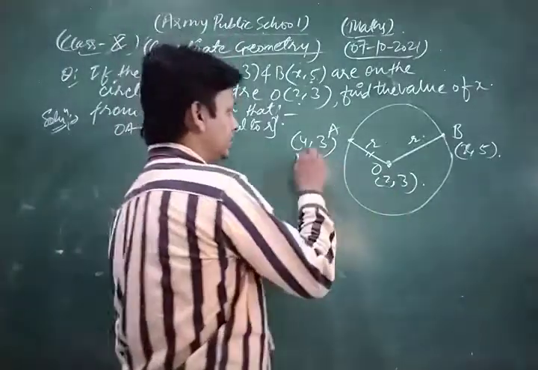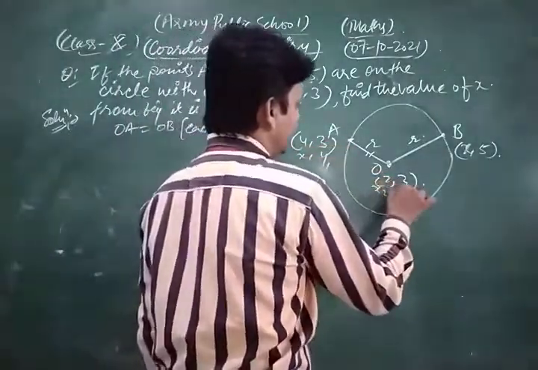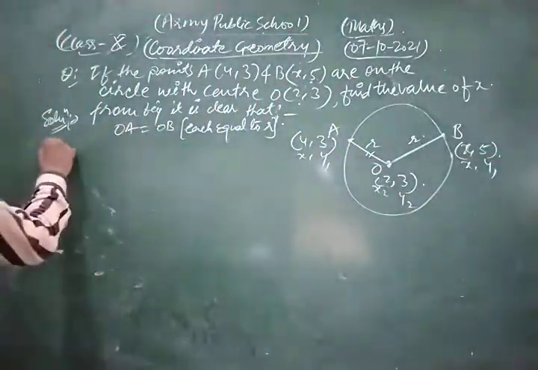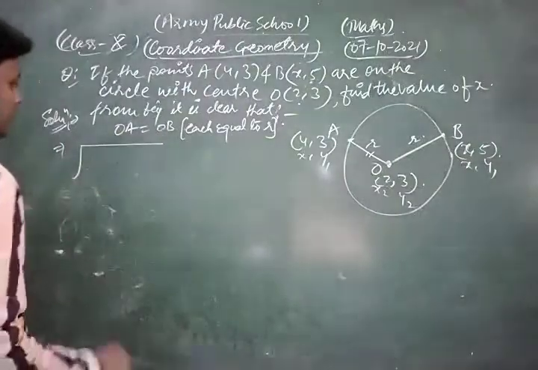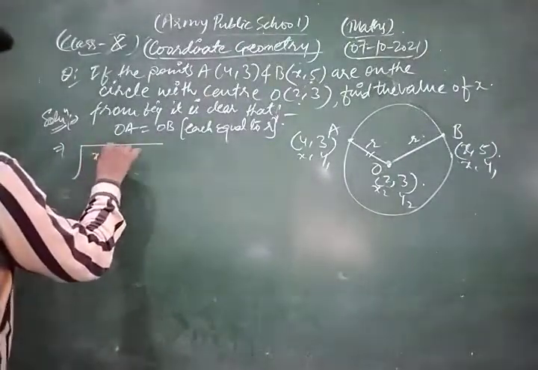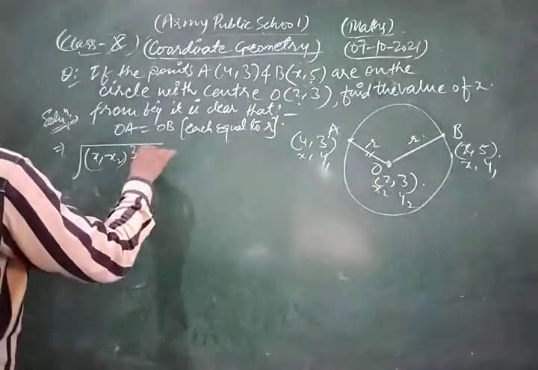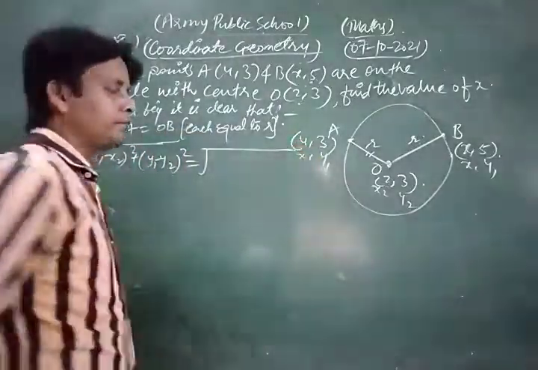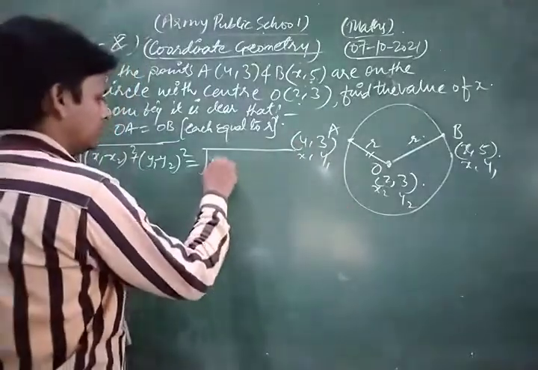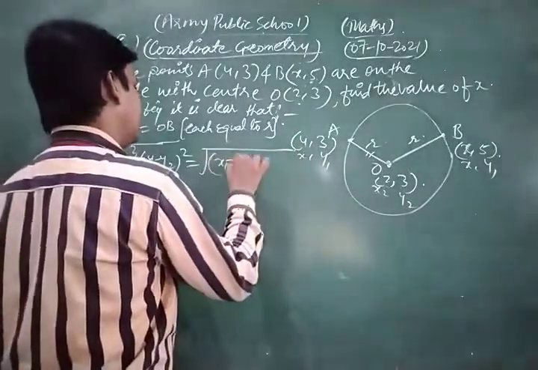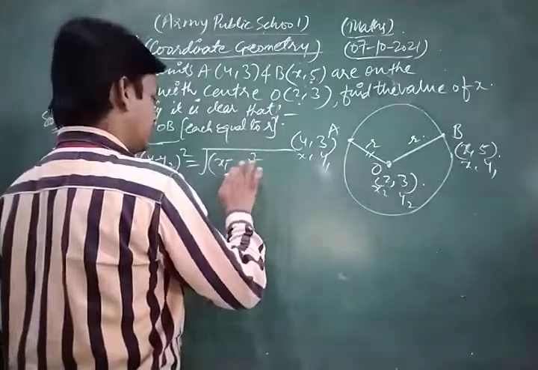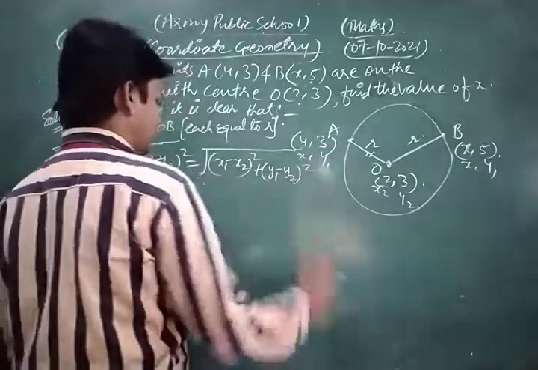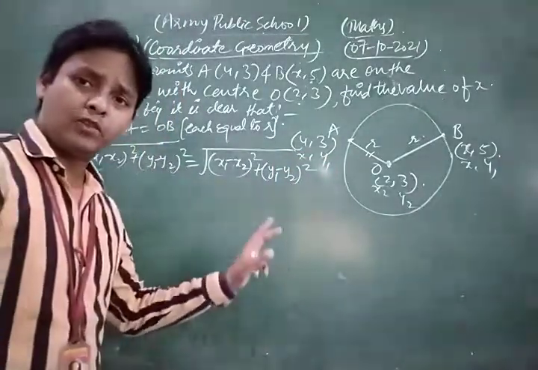So first of all we take x1, y1, x2, y2. For distance OA we can write, under root, we apply the distance formula: (x1 minus x2) whole square plus (y1 minus y2) whole square. Same as for distance OB, we apply the same formula: (x1 minus x2) whole square plus (y1 minus y2) whole square.